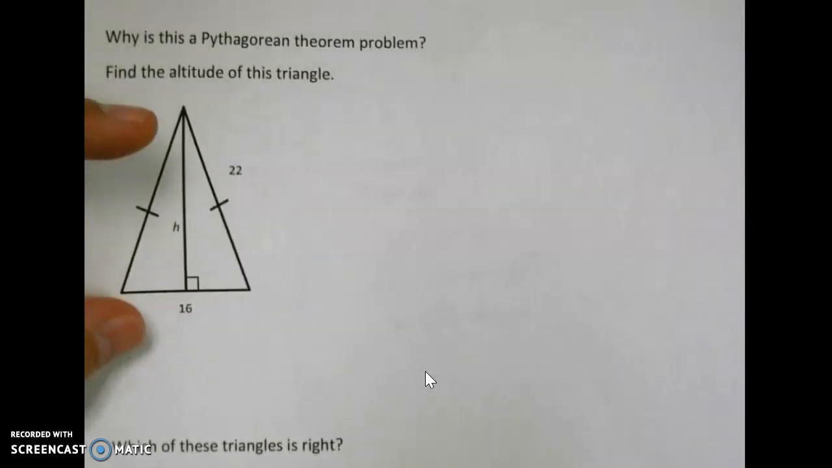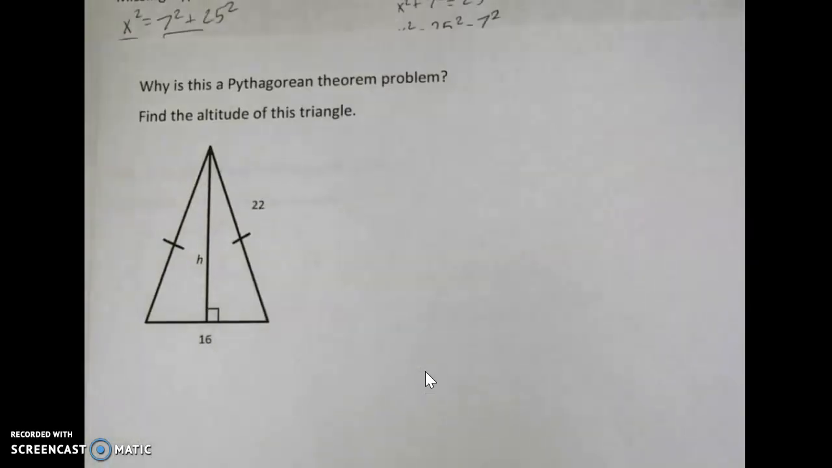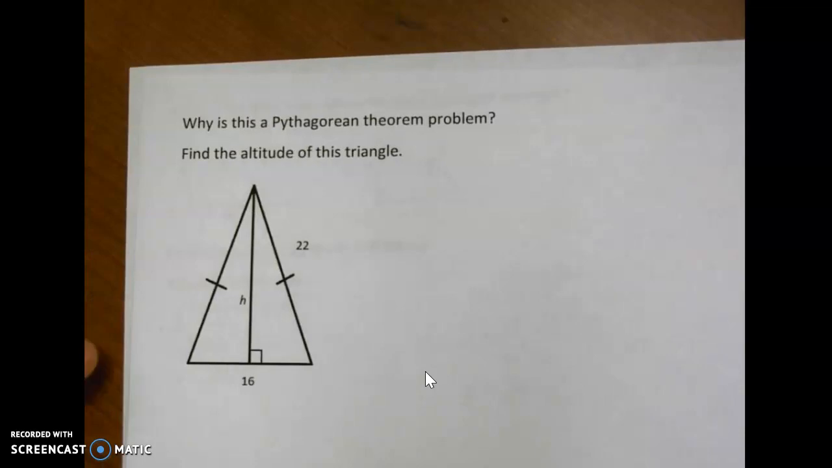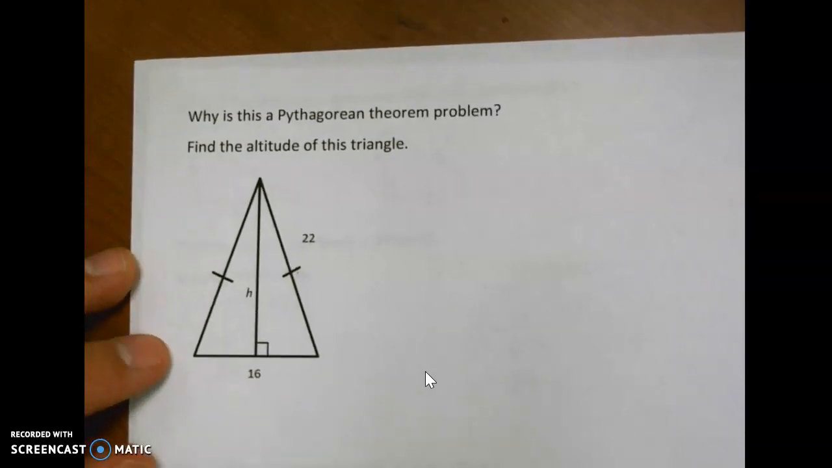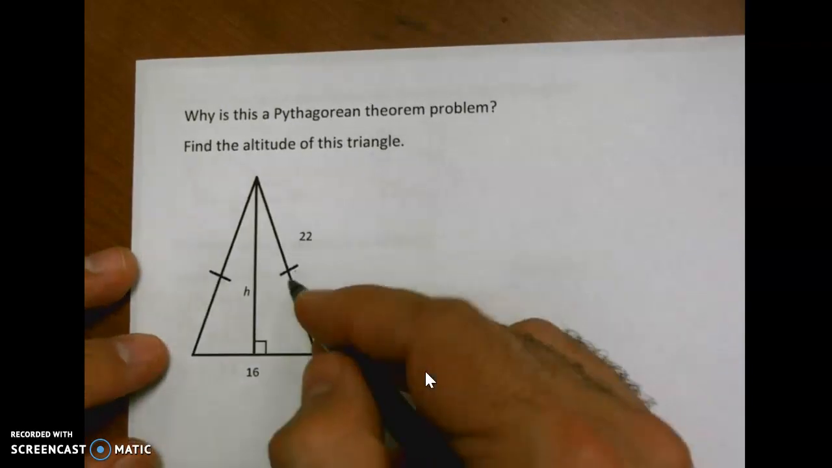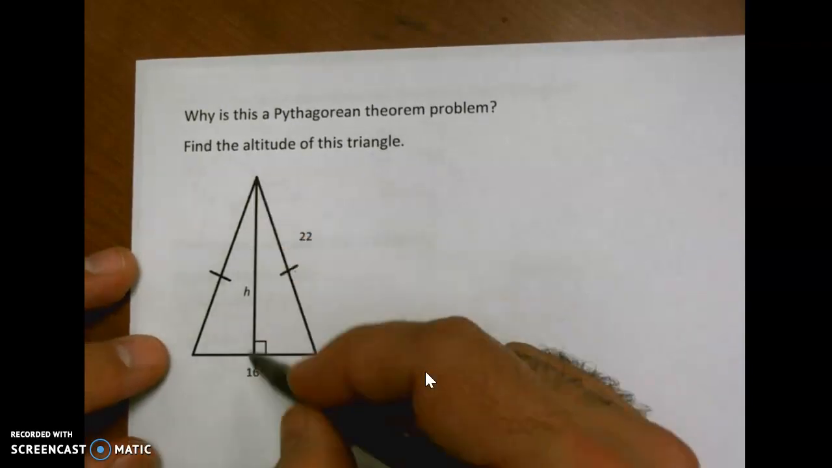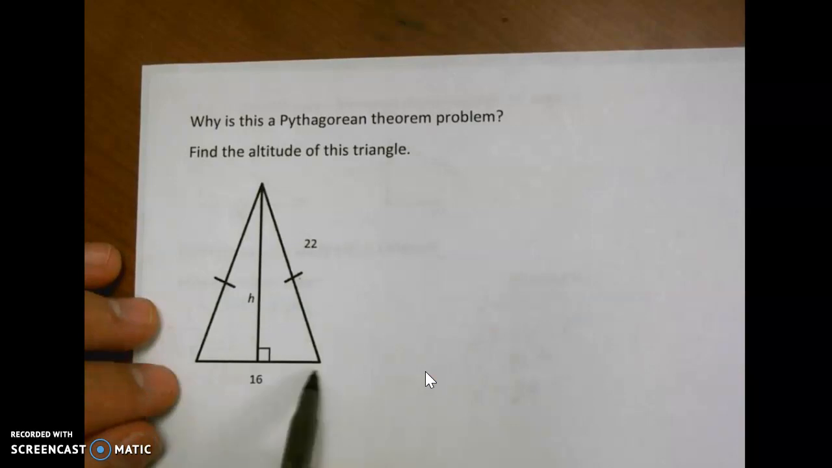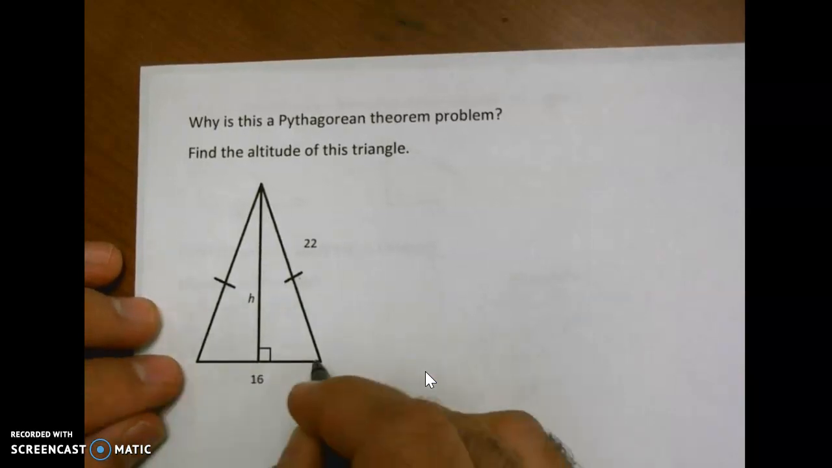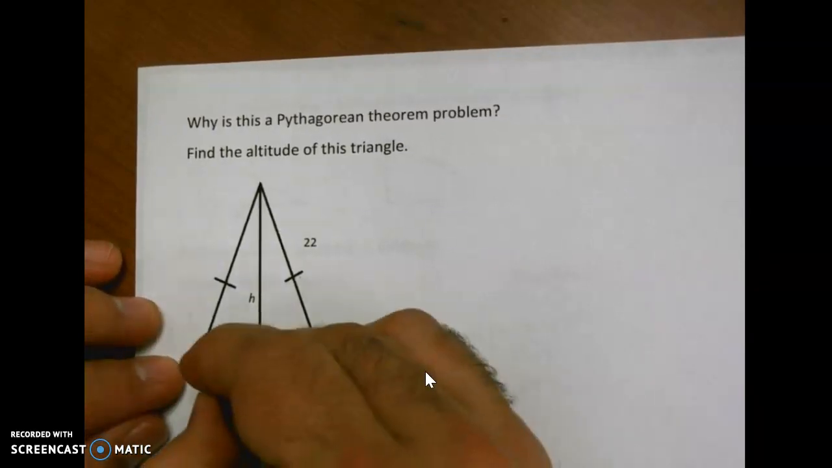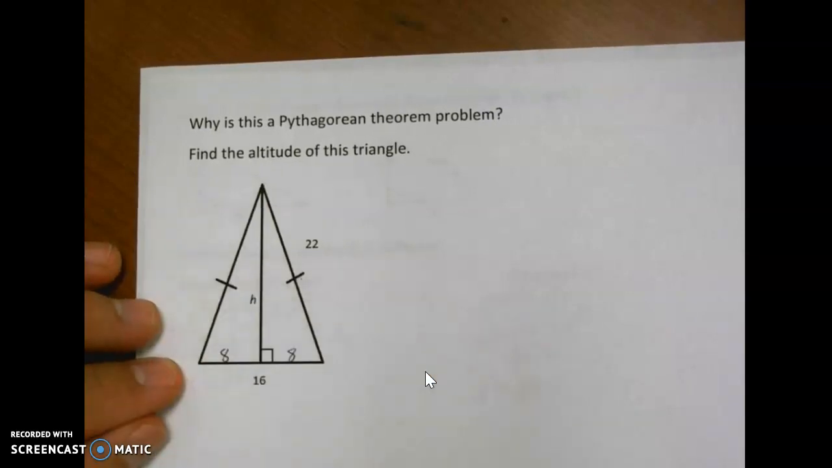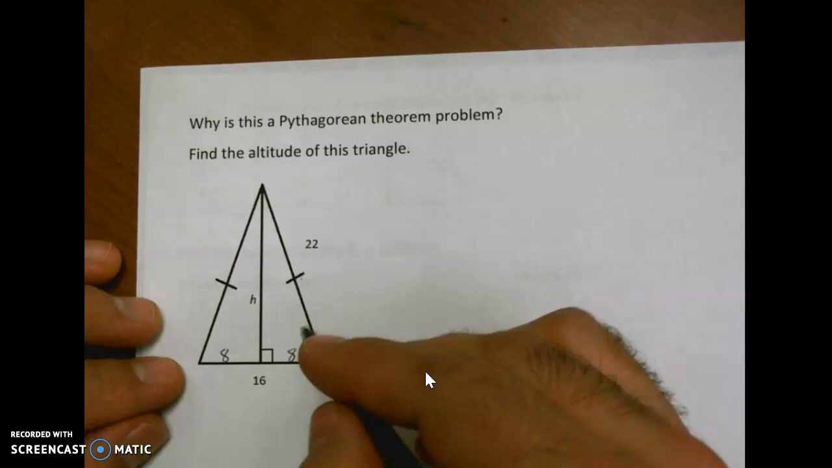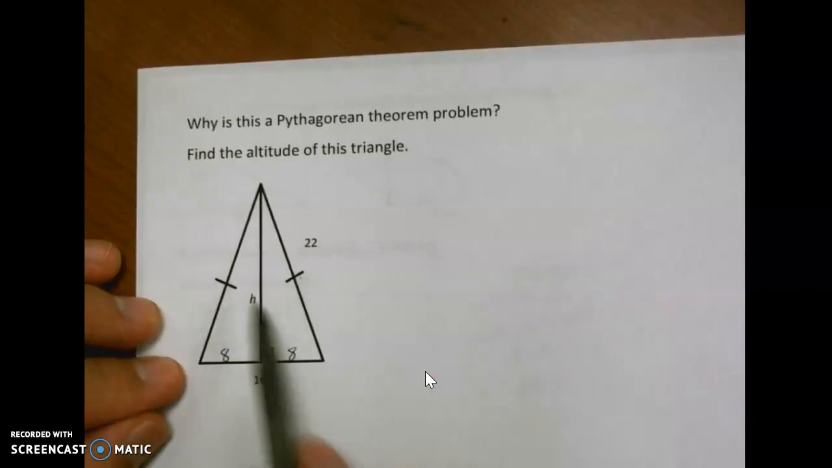You can also find the altitude of an isosceles triangle. Now this is isosceles because we have two sides that are the same. So that's good. If we pick the altitude, this altitude actually bisects, it cuts this side in half. So this whole thing is 16. That means that each one of these little pieces has a measure of 8. Okay? So you look at this, this is a missing leg case because the h is the missing leg.